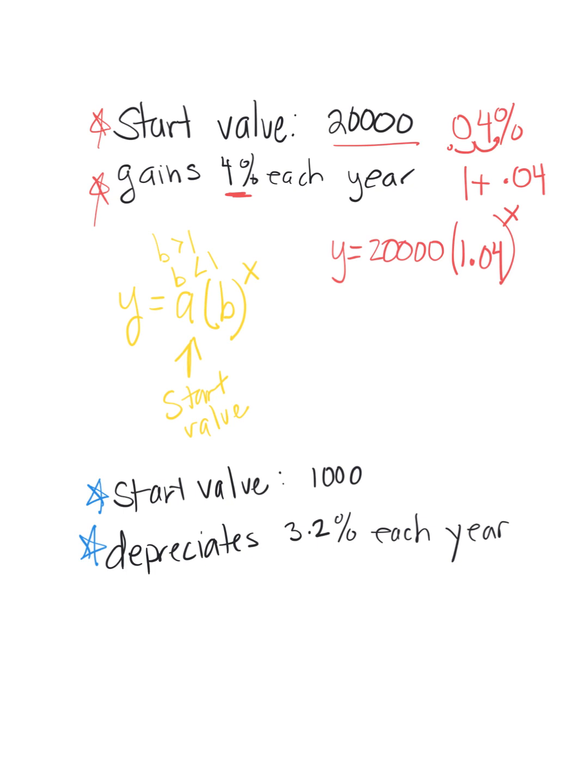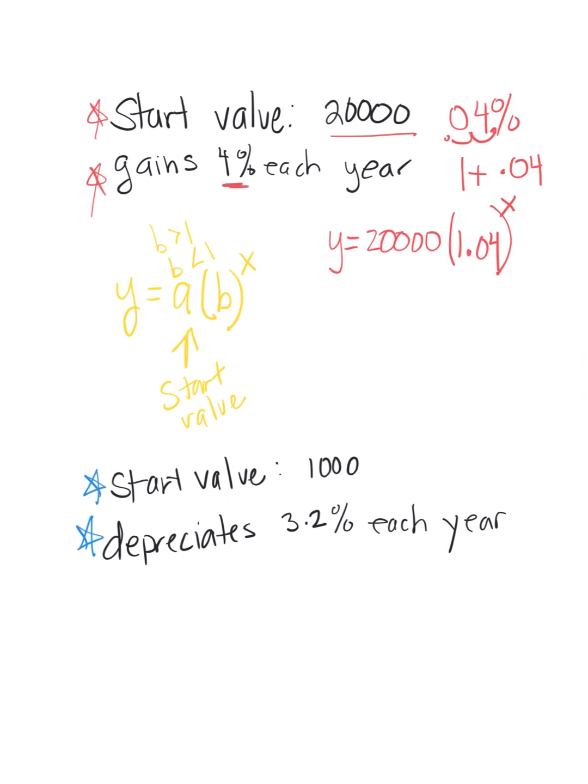All right, so when we go to write the equation here, we're going to have y equals our start value, which is 1,000. Then we're going to have our 3.2%.